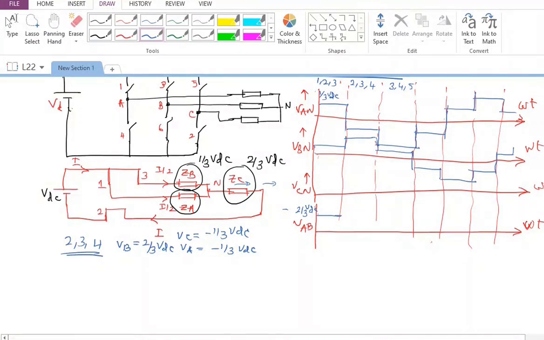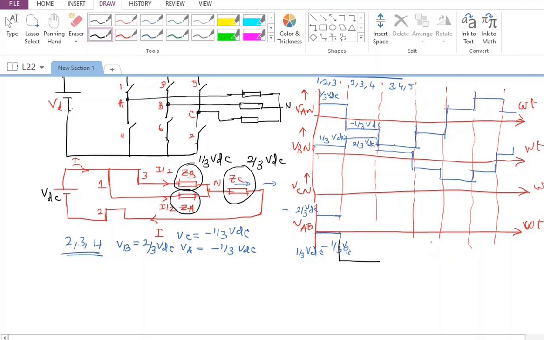So if I try to look at what is VAB, so this is 1 by 3 VDC and this is also plus 1 by 3 VDC. So VAB will be 0 during this particular condition. So I'm going to have 1 by 3 VDC minus 1 by 3 VDC. So this is coming out to be 0. After that, I am having this as minus 1 by 3 VDC, whereas this is plus 2 by 3 VDC. So I'm going to have minus 1 by 3 VDC minus 2 by 3 VDC, from which I will have minus VDC. So this is going to jump to minus VDC.